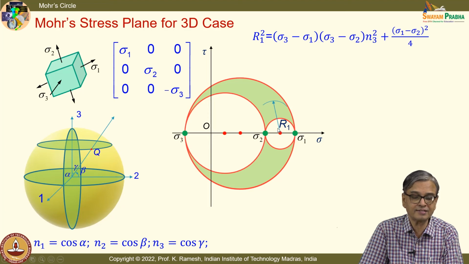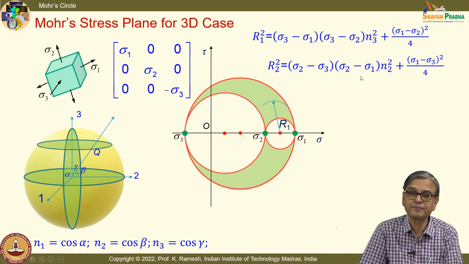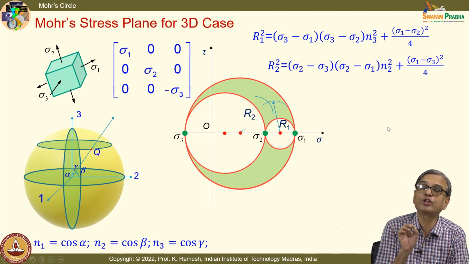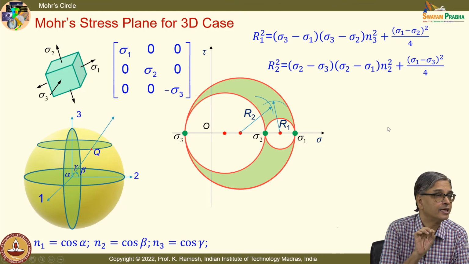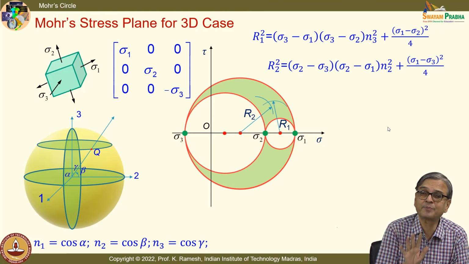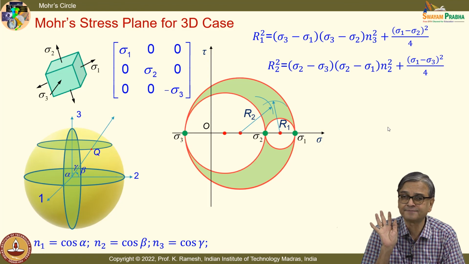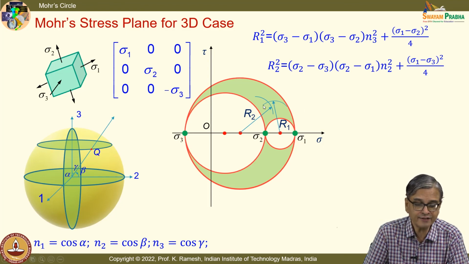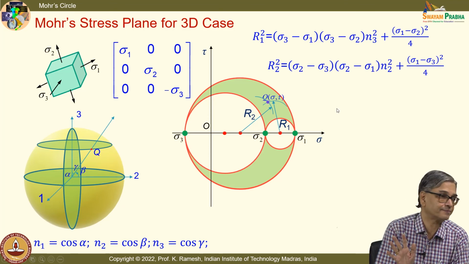I have sigma 1, and this is labeled as R1. I also have R2 squared, given as sigma 2 minus sigma 3 multiplied by sigma 2 minus sigma 1 n2 squared plus sigma 1 minus sigma 3 whole square divided by 4. So I do it from the second one, and I can locate the point Q on the Mohr's 3-dimensional representation of the stress state. This gives you the point Q, and you get the values of sigma and tau.